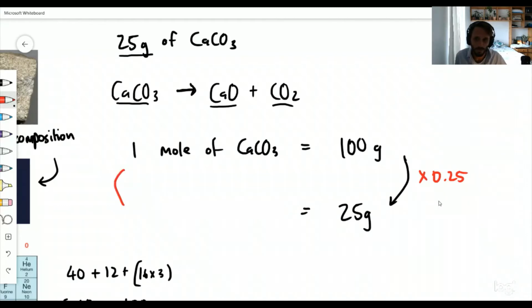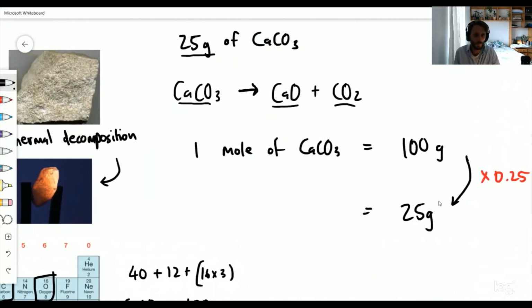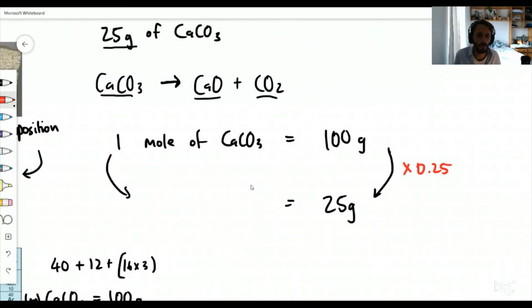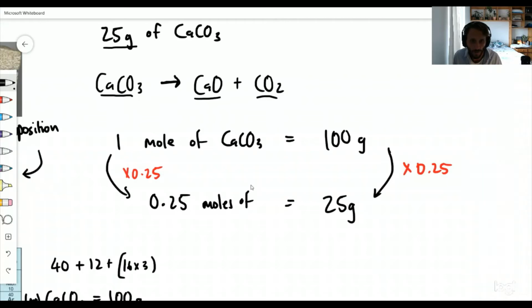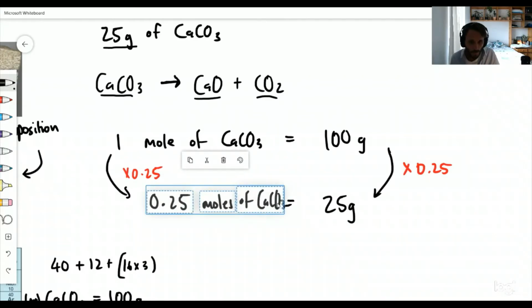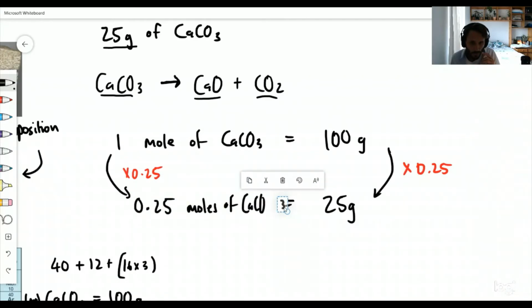So what do we do to this side? 1 times by a certain number. What number are we timesing it by? We're timesing it by the same number, times 0.25. 1 times anything is itself, so 0.25 moles of CaCO3, calcium carbonate. This is a bit squashed. Let's just move this to the left hand side. Don't forget the 3. There we go. So that's how many moles there are. There are 0.25 moles in 25 grams of calcium carbonate.